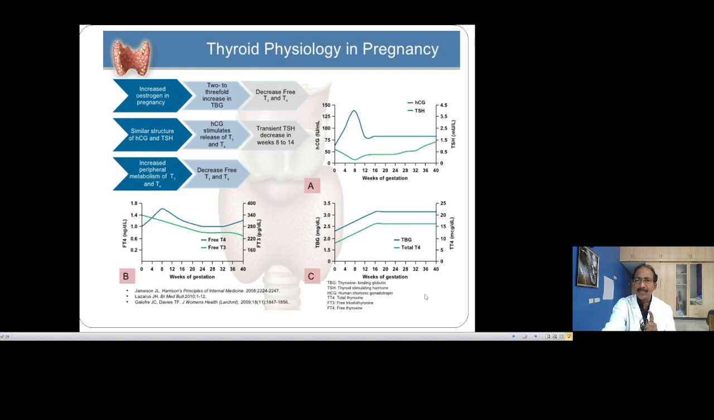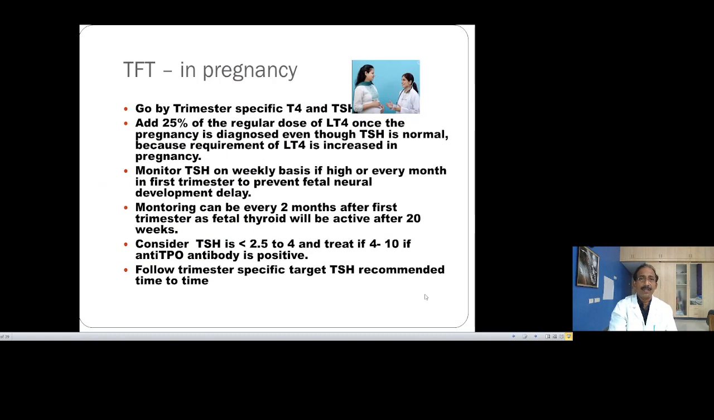But when the patient's HCG goes up, there is a lot of chaos happening because of pregnancy, and so the thyroid function is altered because of the pregnancy. But the patient is normal with thyroid. So go by trimester specific T4 and TSH. TSH is suppressed in the first trimester. T4 is high, which is normal.